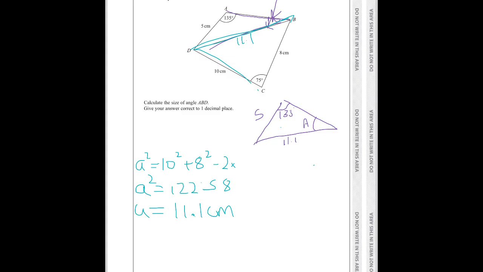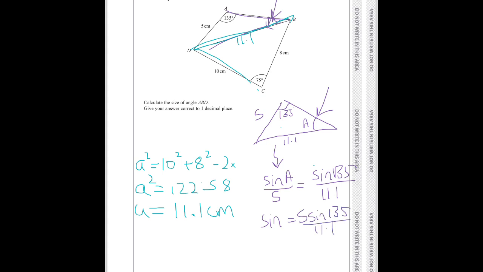There are different ways to get the answer, but for me, the most practical is probably the sine rule. So remember, it's sine of capital A, which I'm saying is this side, divided by 5. Again, you can decide what A, B, and C are every time you use this formula. It doesn't have to be the ABC they say in the question. Equals sine 135 over 11.1. Right, let's times across the 5. And then don't forget to do the inverse sine of all of this.